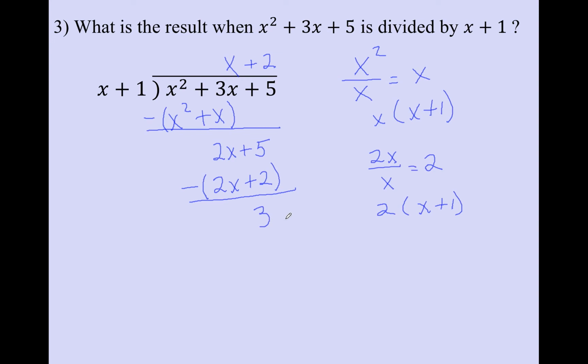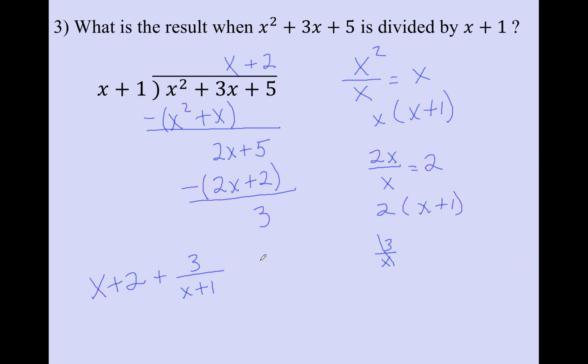Now, we can't repeat the process because I can't take 3 and divide it by x. That doesn't make sense. So my answer is going to be x plus 2, the quotient up here, plus your remainder, whatever this number is here, over what your divisor was. And that's your final answer right there.